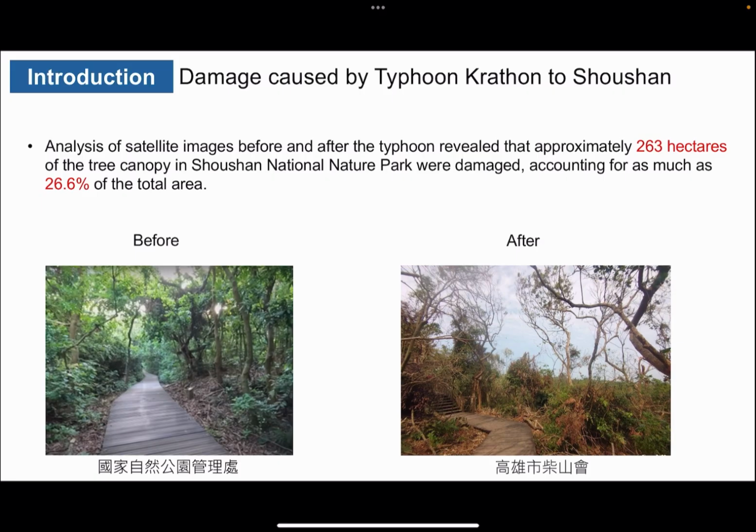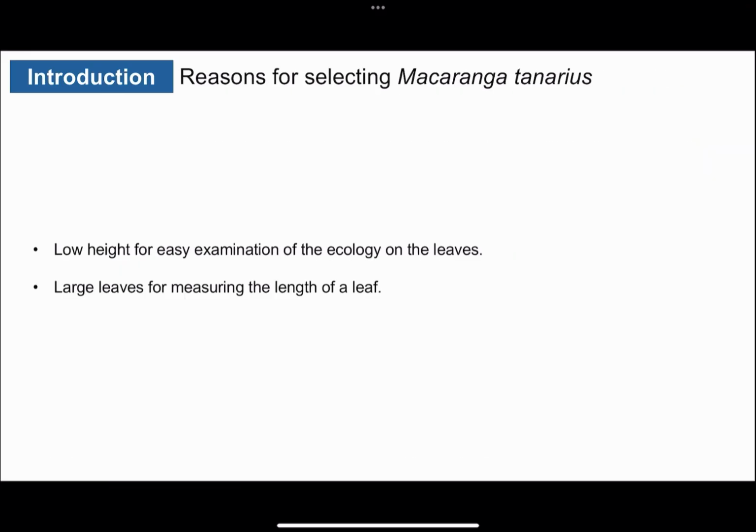This slide shows how seriously the Sosan National Natural Park was damaged by Typhoon Karathon. 26.6% of the total area was affected by the typhoon, and when we compare the before and after, we can see that the pathway has been seriously destroyed.